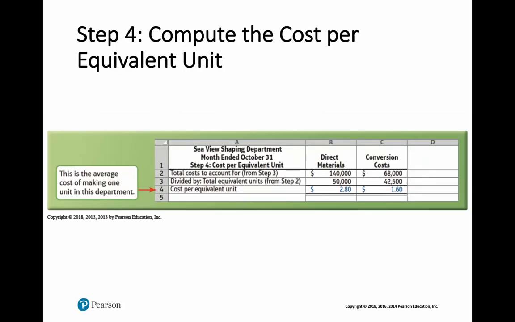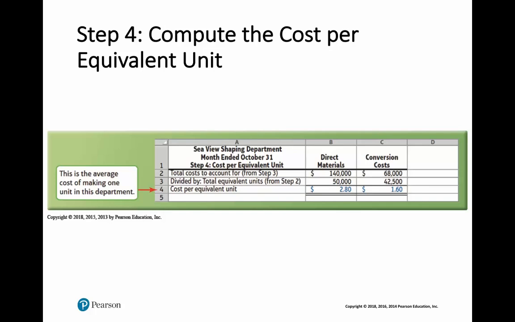Step 4 is we compute the cost per equivalent unit. And what we're doing there is we're taking our total costs to be accounted for in step 3, and we're dividing it by our total equivalent units that we calculated in step 2. All right, so in here, for direct materials, it's $140,000 divided by 50,000 units. So each one of those units cost us $2.80. For conversion costs, it's the $68,000 that we just calculated on the last slide divided by the 42,500, $1.60 per equivalent unit. And you can see this is why we calculate the equivalent units.